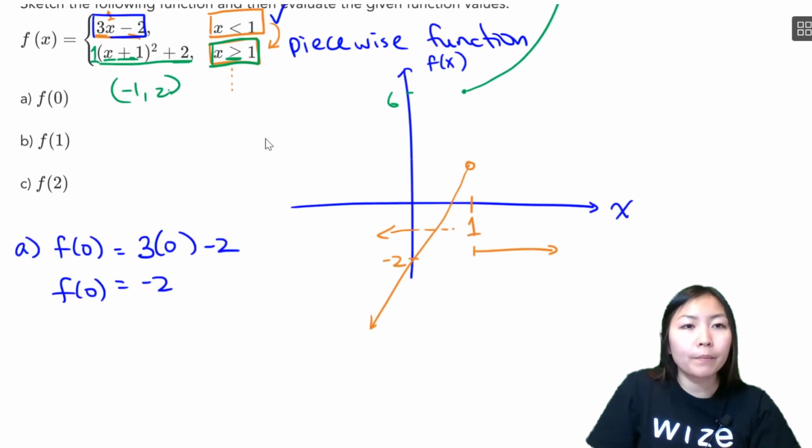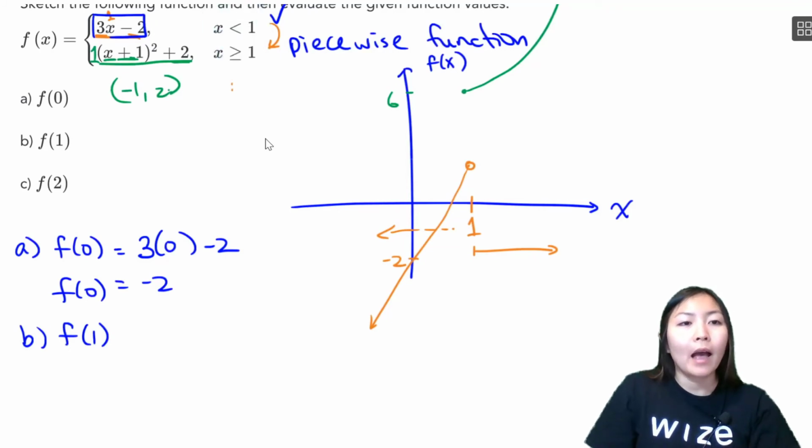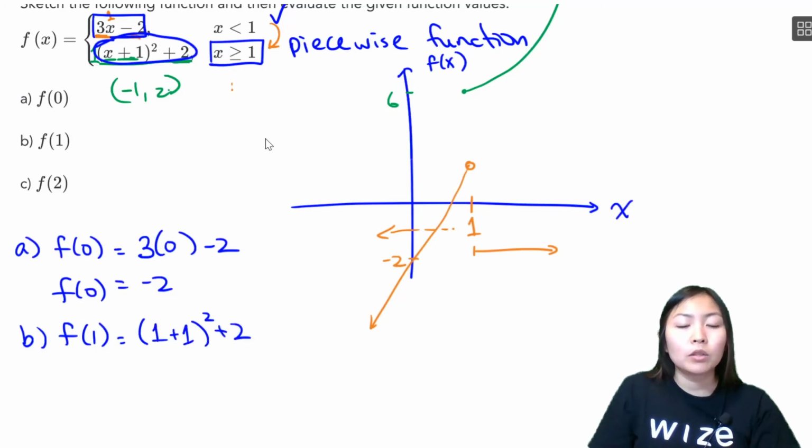Okay, continuing on, part B, f of 1. Which interval does that belong to? Let me just clean this up so we can see this more clearly. F at 1, meaning x equals 1, belongs to the second interval, because the second interval is when x is greater or equal to 1. So I'm going to use my parabola instead. So this is x plus 1 squared, which is 1 plus 1 squared, plus 2. 1 plus 1 is 2, 2 squared is 4, 4 plus 2 is 6. So f of 1, or f at 1, is 6, which we see in our graph.